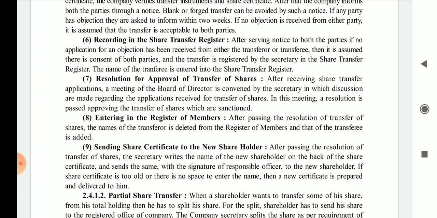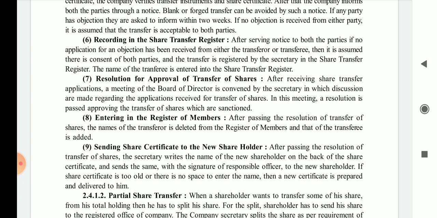Next one is the resolution for approval of transfer of share. After receiving the share transfer application, a meeting of the board of directors is convened by the secretary, in which discussion is made regarding the application received for the transfer of share.